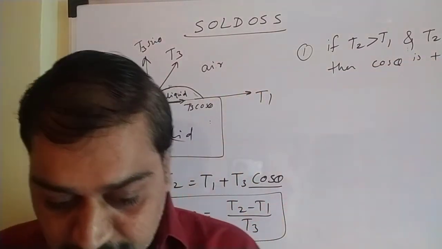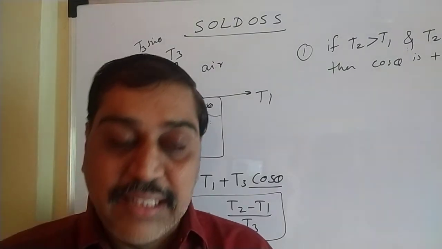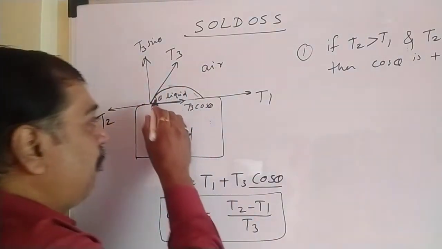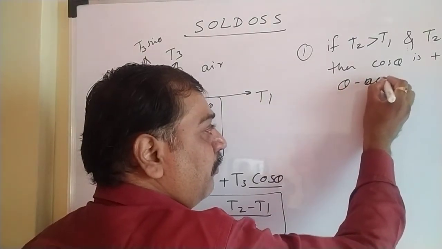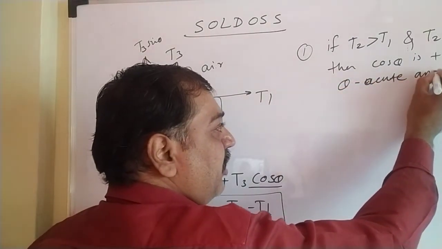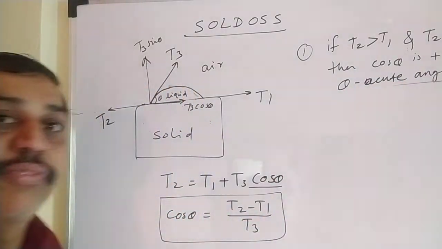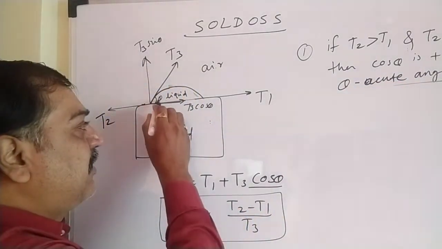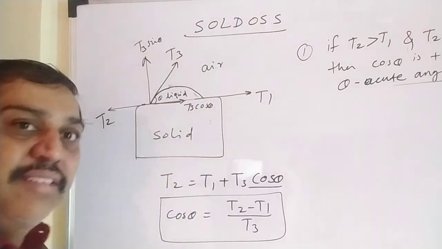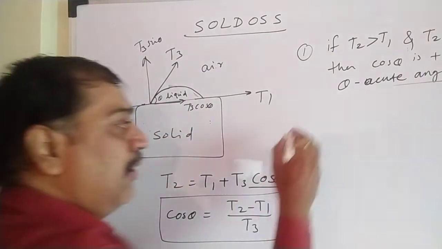In that situation, what do we get? The angle of contact is acute. Theta would be an acute angle if this condition gets satisfied, and that is the first condition we have put in this equation. And this theta, as shown in the figure, is less than 90 degrees, so it is said to be an acute angle.